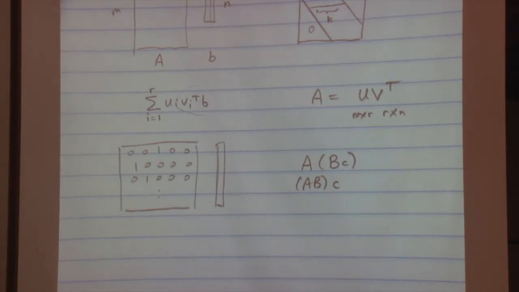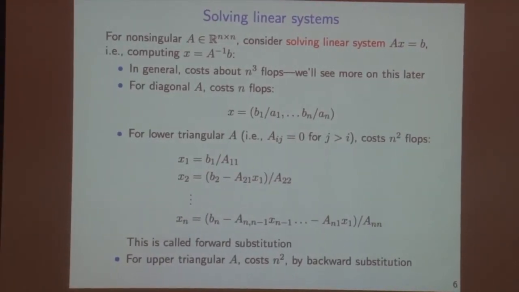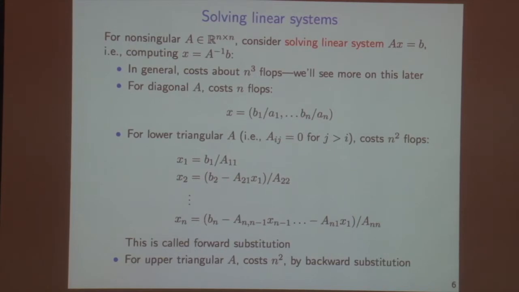Here's the meat of what we're going to study: solving linear systems. How expensive is it to solve a given linear system, say Ax equals b, where at this point A is square and invertible, it has an inverse? So how expensive is it to compute x equals A inverse times b? In general, what you should remember is that it costs on the order of n cubed flops. So if A is n by n and dense, solving a linear system is n cubed flops.